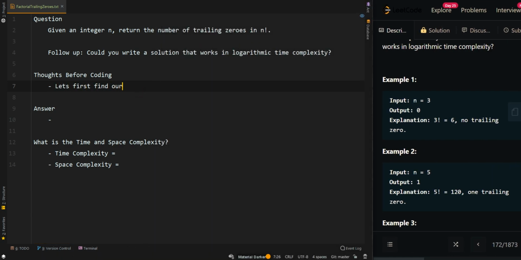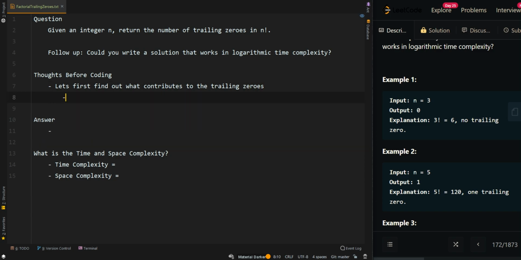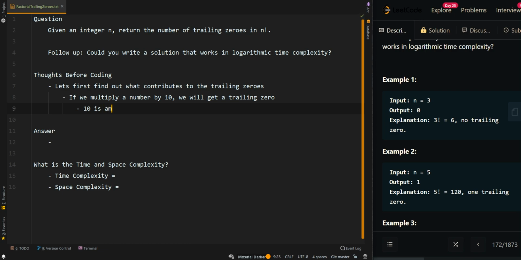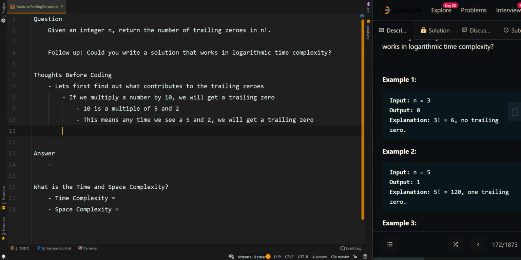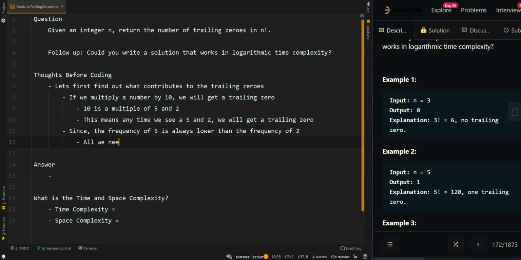Let's first find out what contributes to the trailing zeros. If we multiply a number by 10, we will get a trailing zero. Now 10 is a multiple of 5 and 2. This means anytime we see a 5 and 2 pair, we will get a trailing zero. Since the frequency of 5 is always lower than the frequency of 2, all we need to keep track of is the frequency of 5s.